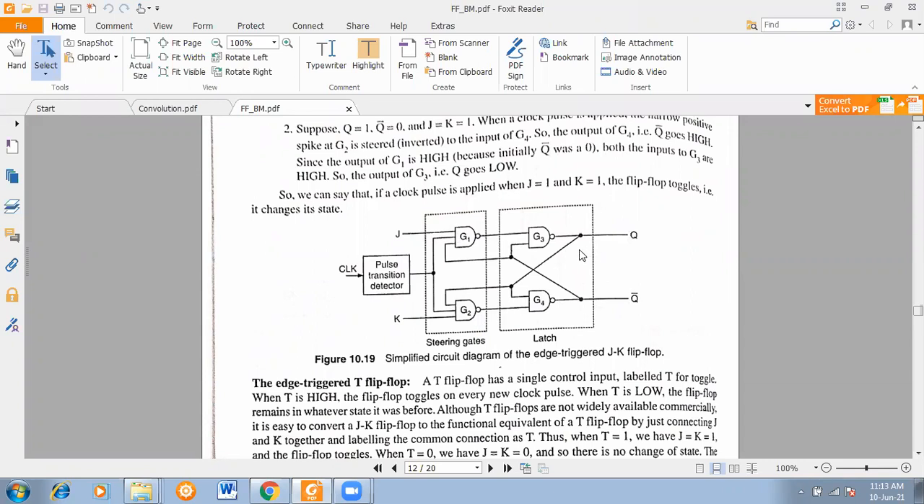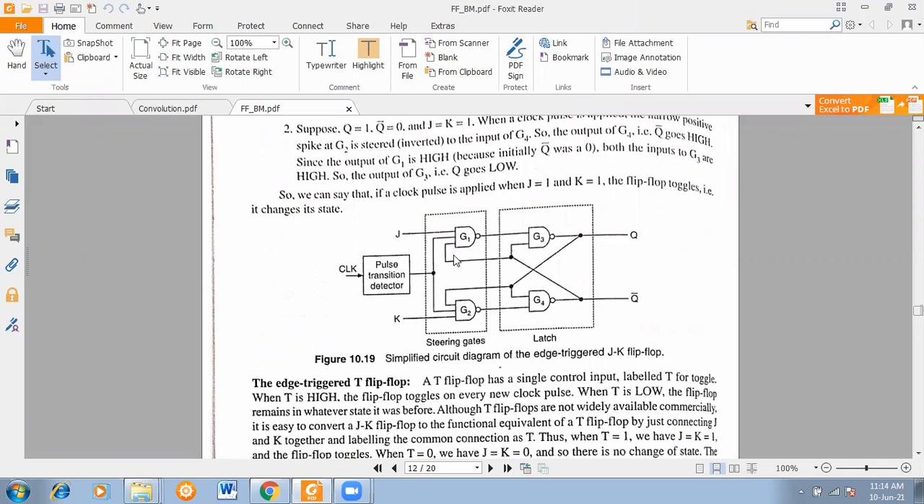The Q output is connected to the lower gate where K is also connected, and Q bar is connected to the upper NAND gate where J is connected. So in total, how many inputs? For the upper NAND gate 3 inputs, for the lower NAND gate 3 inputs. Among the 3 inputs, one is J, another is clock, and the third is Q bar. For the other gate, the first input is K, the second is clock, and the third is Q.